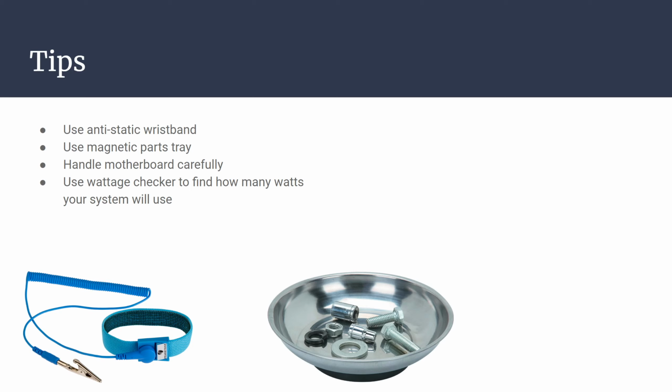And then I would also recommend a magnetic parts tray. You can keep all your screws and bolts in there while you're building, so you don't lose parts, because often your board or your case may not come with extra parts, and then you don't want to go out of your way to try and source them or buy them.